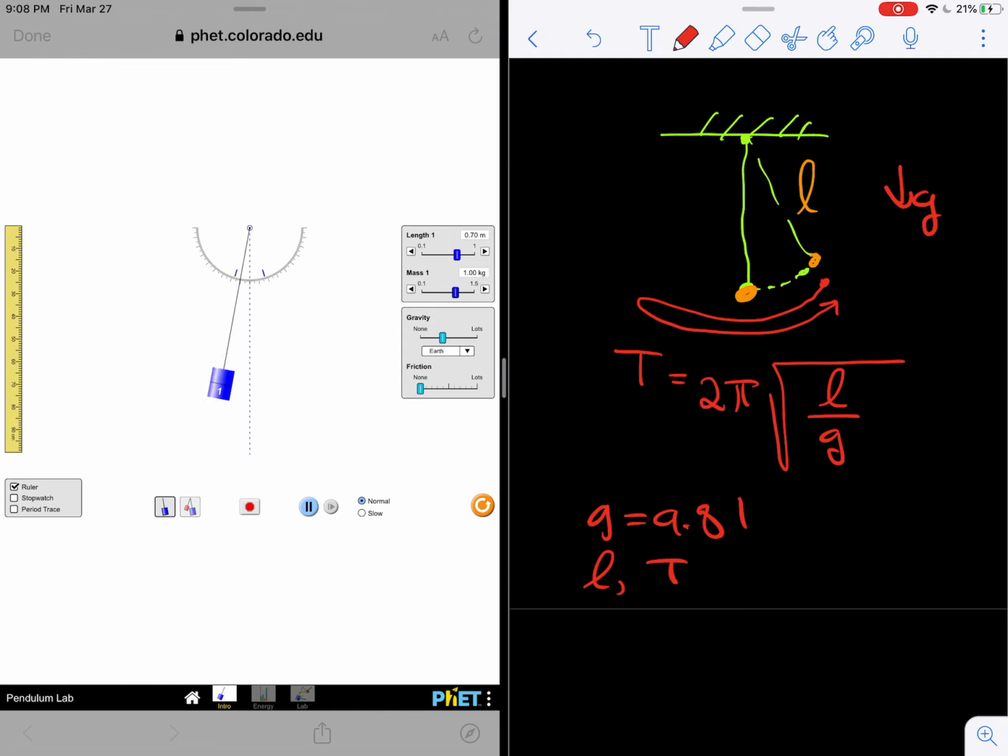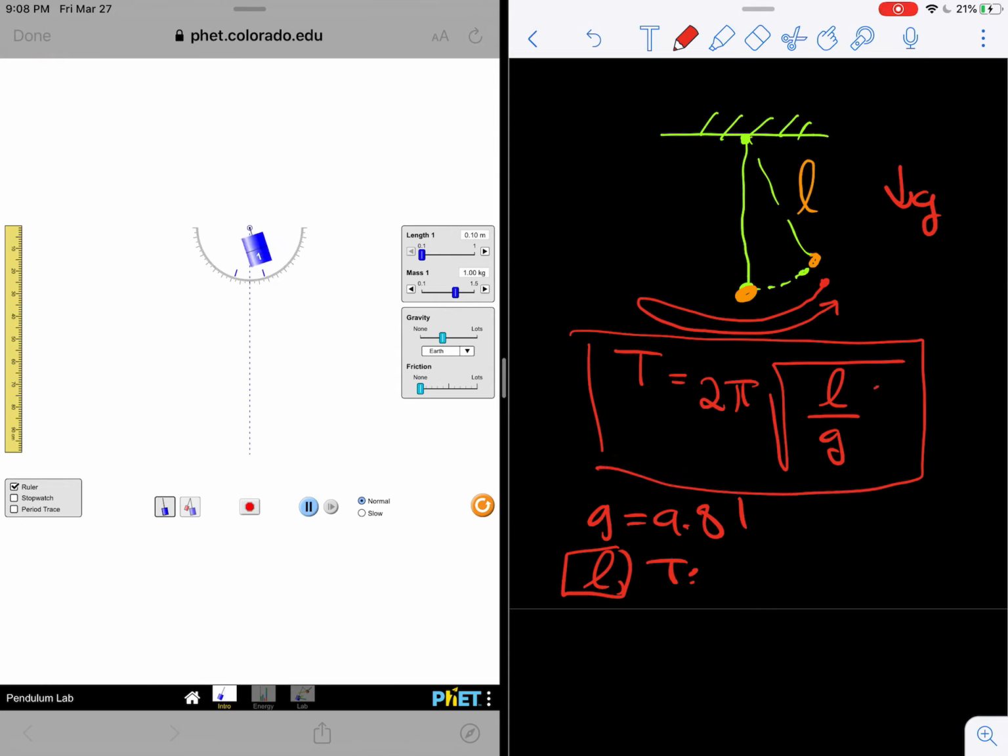So if I make the string long, you'll notice that it's going to vibrate a little slower. And the shorter I make the string, the faster it vibrates. So that's the basic concept. If you change the length of the string, you're going to change the time for it to make one cycle. And this equation describes that. So all you need to plug in is the length, and this is going to give you the time for it to vibrate.